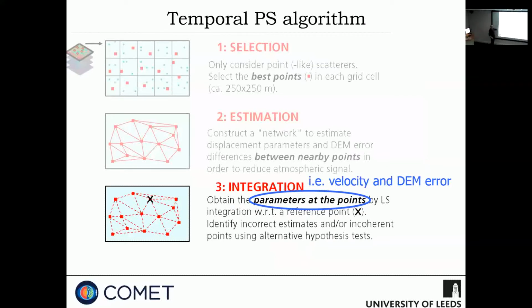And the final step then is to integrate. So pick one point as a reference point, and then integrate these velocities and errors estimated from that point over your network, to get the value for the velocity and the DEM error. Does that make sense?